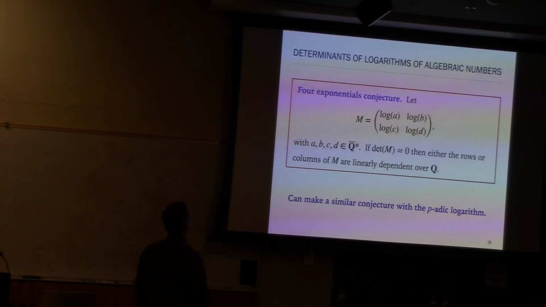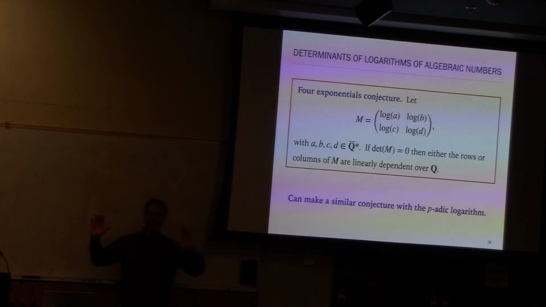And so I said, okay, let's take a huge step back, forget p-adic logarithms, just look at regular logarithms. When can a matrix, just take the simplest case, a 2 by 2 matrix of logarithms of algebraic numbers, vanish? Even if these are integers, forget algebraic numbers. What if a, b, c, d are integers? We don't know the answer to this question.